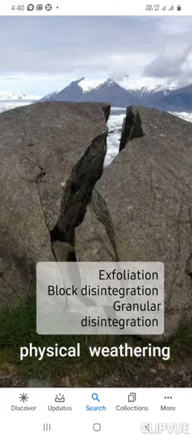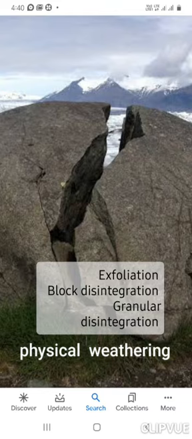Granular disintegration takes place in crystalline rocks, where the grains of the rocks become loose and fall out. This is due to the action of temperature. You see the picture, you can easily identify that because of the temperature, the crystalline rocks lose their strength. This also comes under physical weathering. Next, you see block disintegration, the third part.